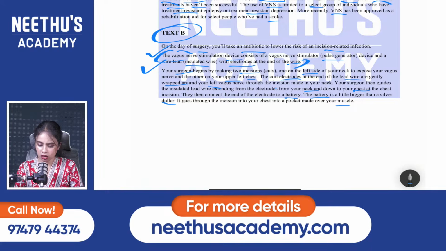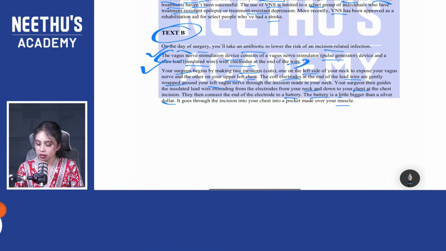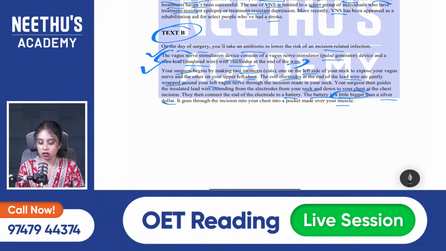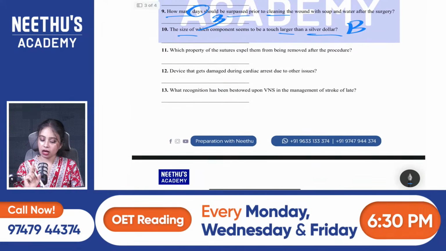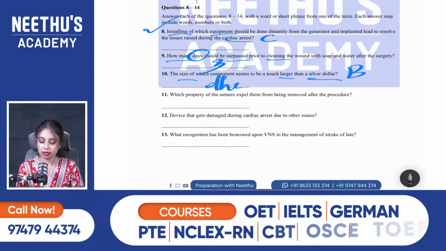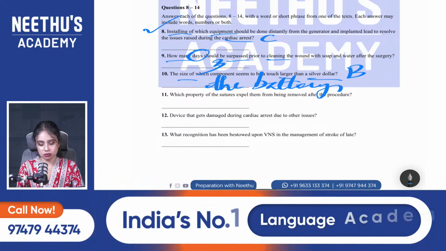They then connect the end of the electrode to a battery. Yeah, very good. The battery. The battery is a little bigger. That means larger than a silver dollar. So that means answer is little. No, battery. Battery is the right answer. Article is mentioned there. So when you write the answer, do write the battery. Okay, that should be the right answer.